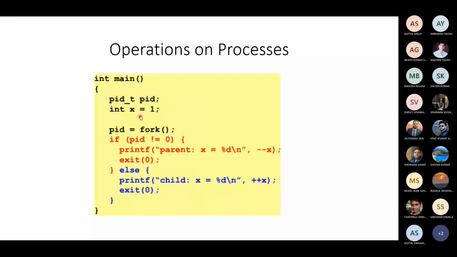You defined your variable x is equal to 1. You called a fork function. So the program will create a copy of itself. When you go to the parent, it will decrement and print that value, and it will exit. Then you'll go to the child. Else, if the child is executing, it will increment its value, print the child, and exit. So tell me, what will the parent x print? What will the child x print?